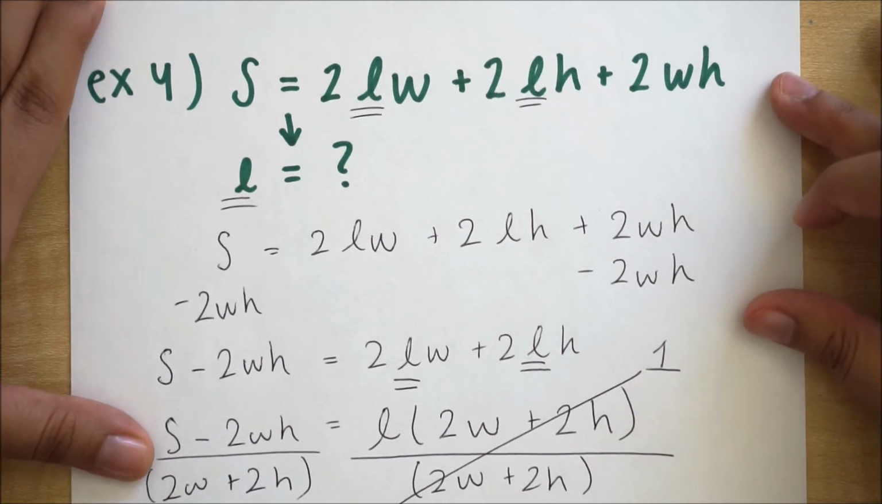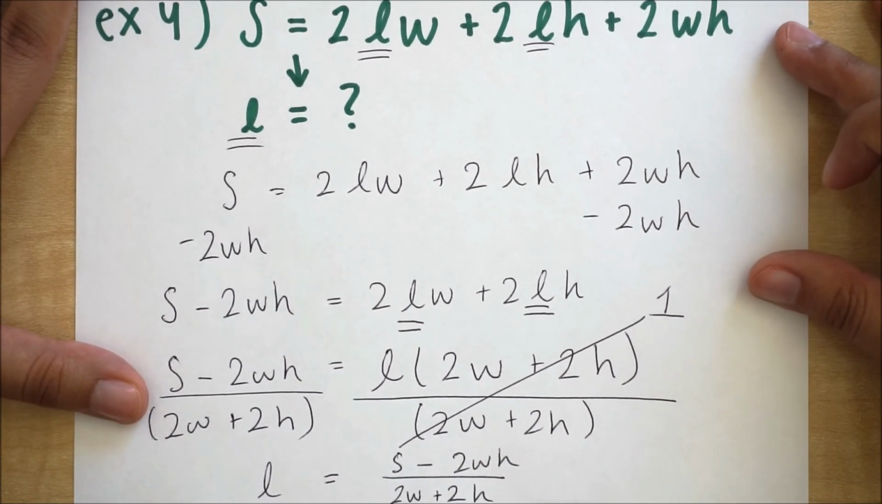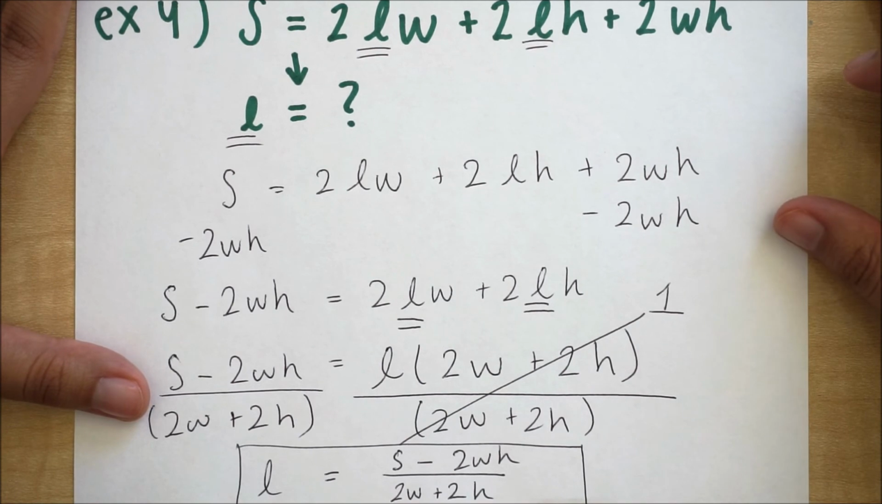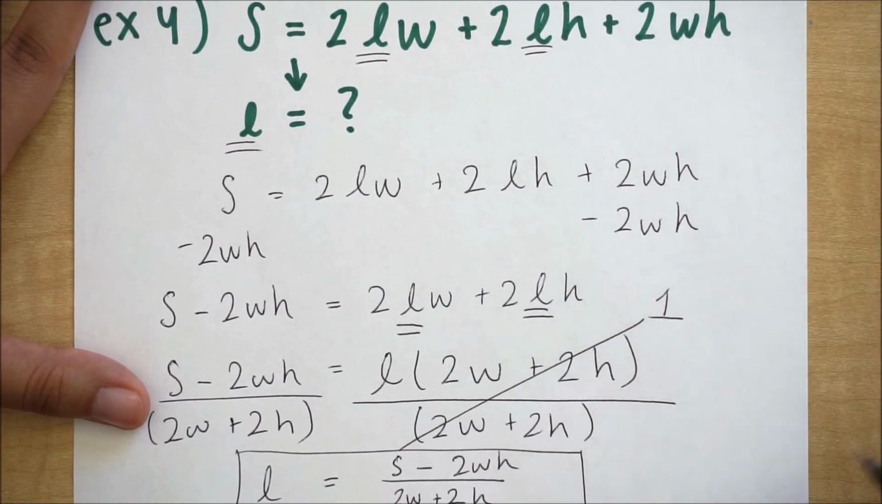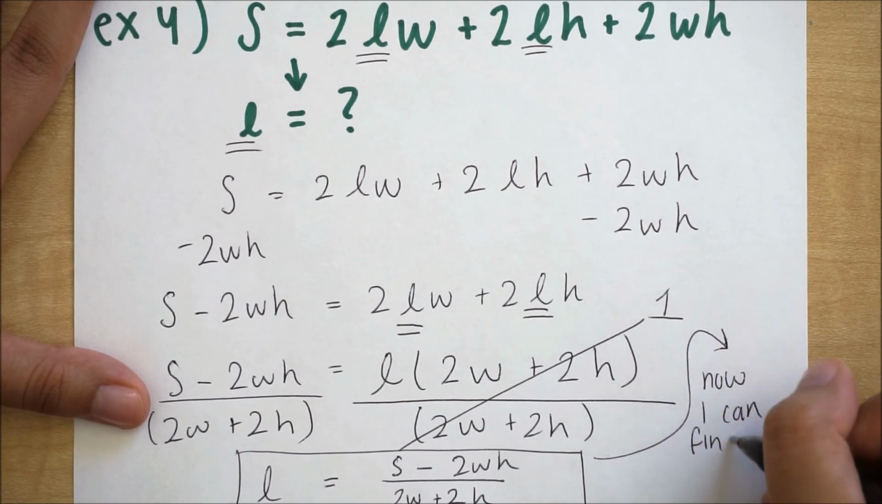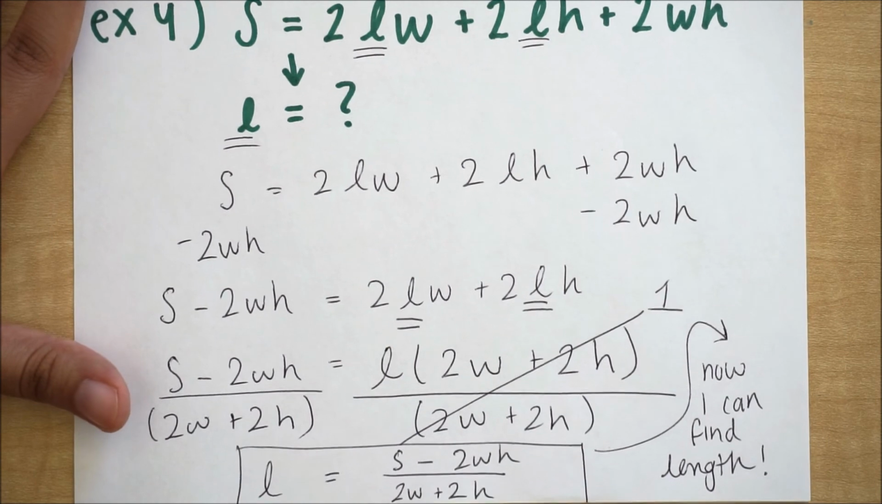And you might be like, okay, so what is the need for solving for a variable? In this equation that we have, let's say we had all the other variables. We know the height, we know the width, we know the surface area, but I don't know the length. By isolating L, I can figure out the length.